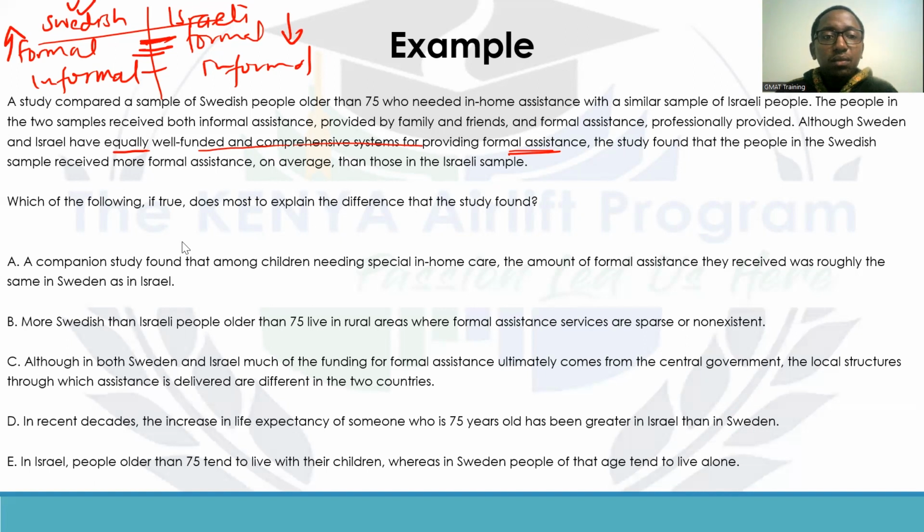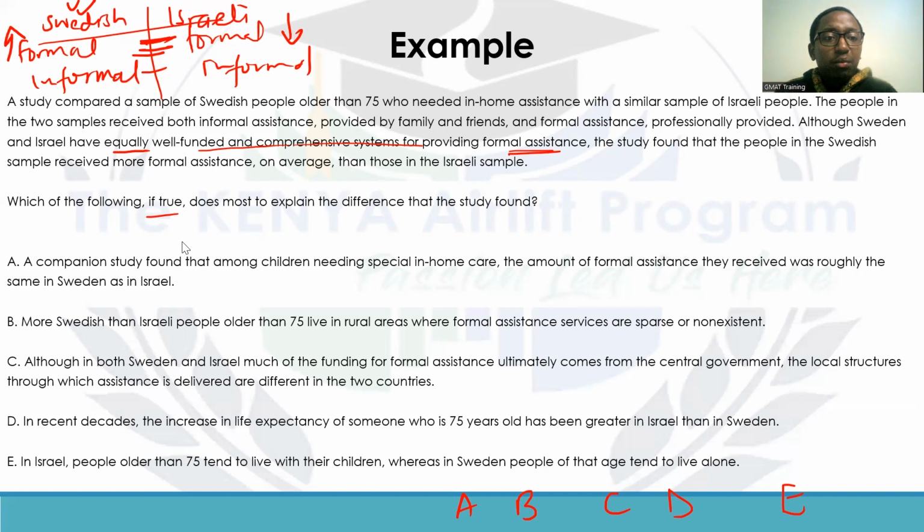Which of the following, if true, does most to explain the difference that the study found? So we can go on to our eliminations. So we want to find an answer choice that may explain why the Swedish have more formal assistance than the Israeli people.